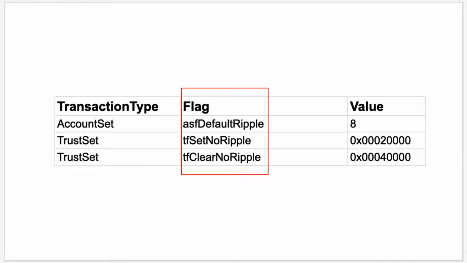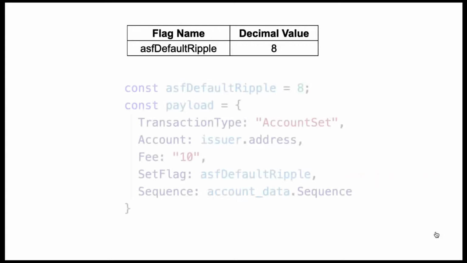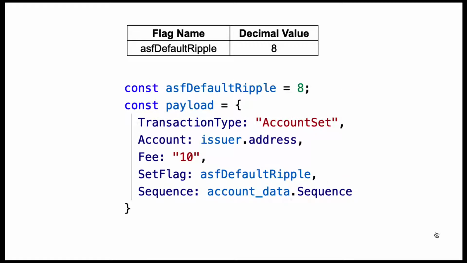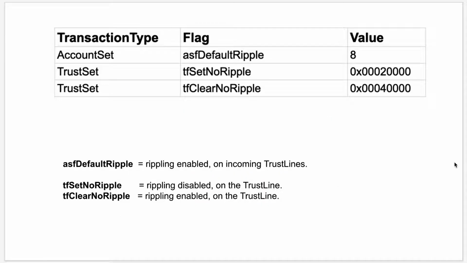So these are the flags and transaction types and the values associated with the flags. This is how you set and clear default ripple on your account. If default ripple is set, it means rippling is enabled on incoming trust lines. This is usually set by the issuer. No ripple means rippling disabled. No ripple means no rippling. And clear no ripple means rippling enabled once again. That is, clearing this set no ripple flag again enables rippling.